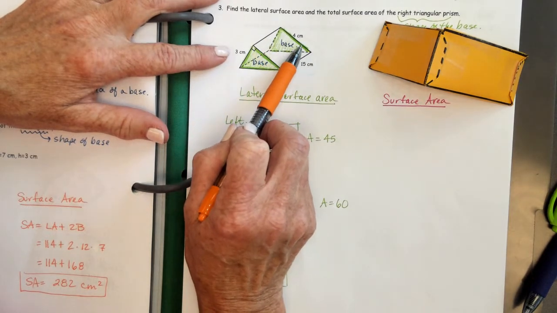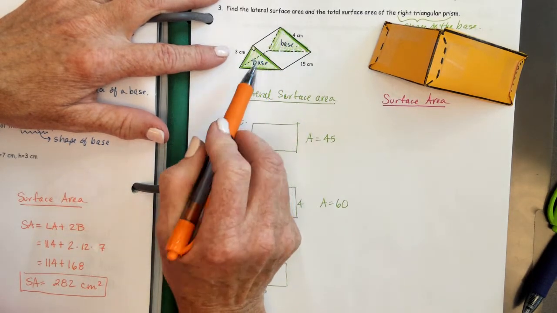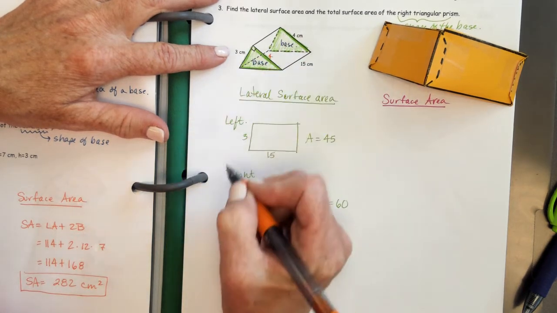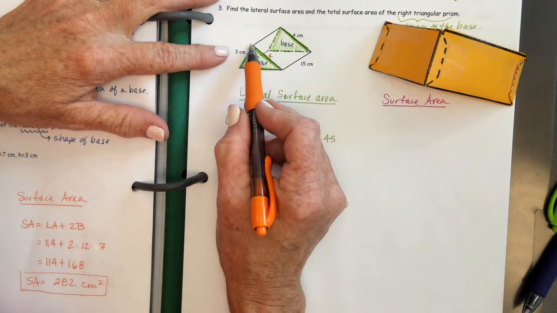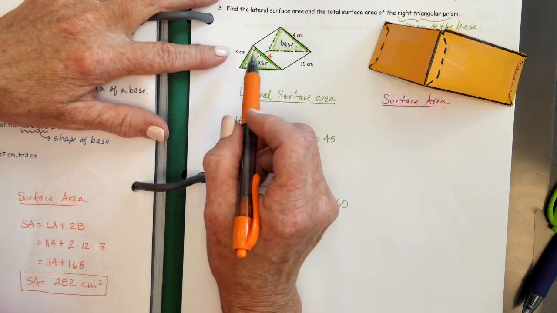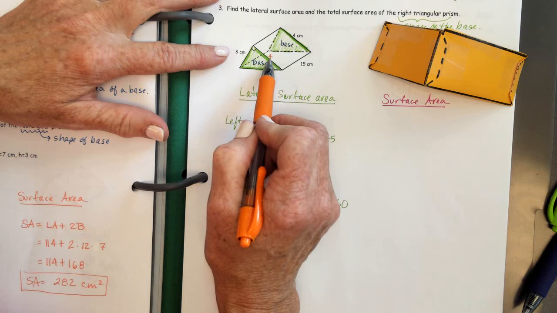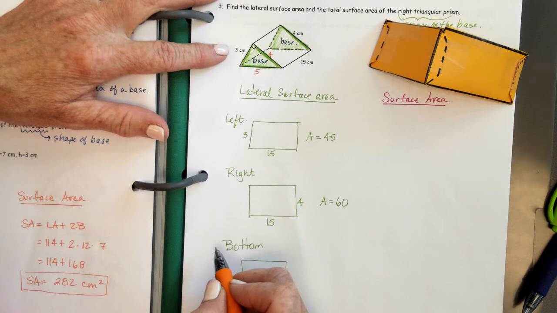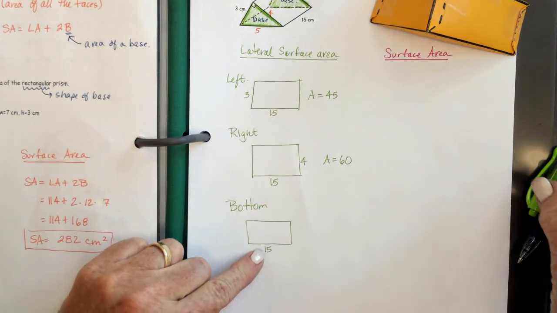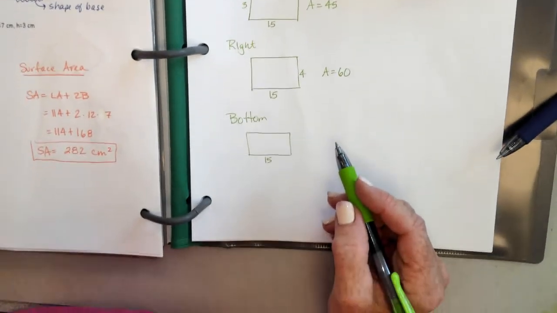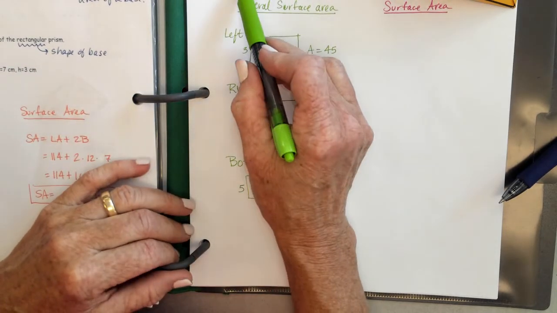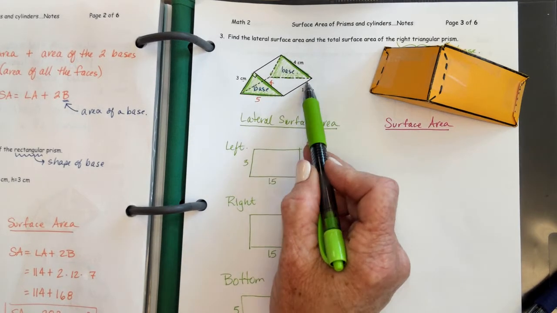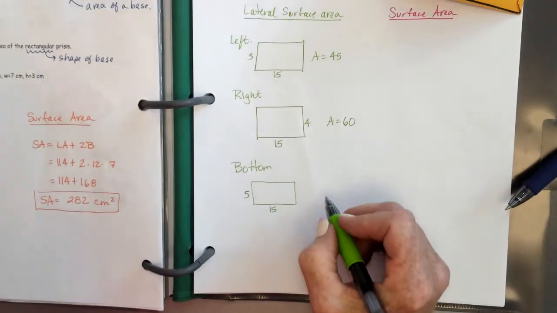So come back at this diagram. See this side up here is 4? So how long is this side right here? Yes, that's 4 as well. Oh, look at this. This is a right triangle now, a right triangle with a 3 and a 4 on the legs makes the hypotenuse. Yes, 5. There's the dimension of that bottom rectangle then. This bottom rectangle, 5 by 15. 5 times 15 is 75.